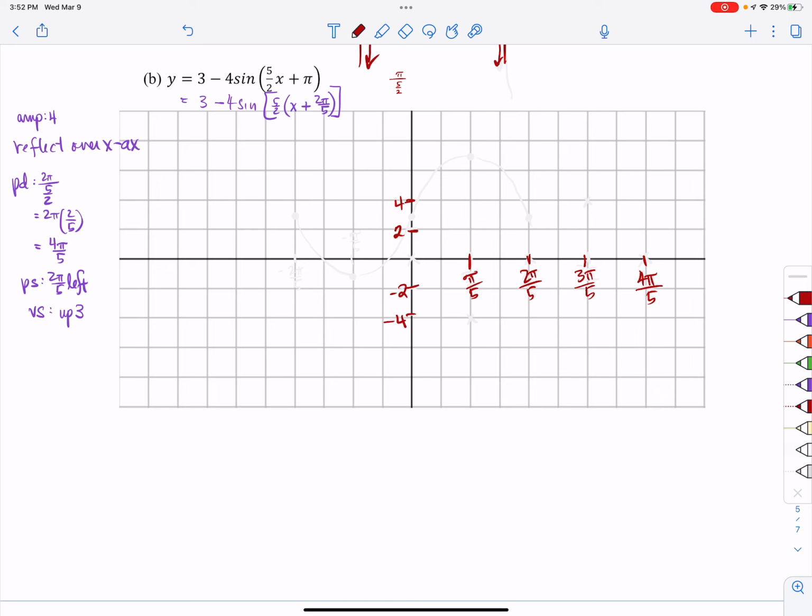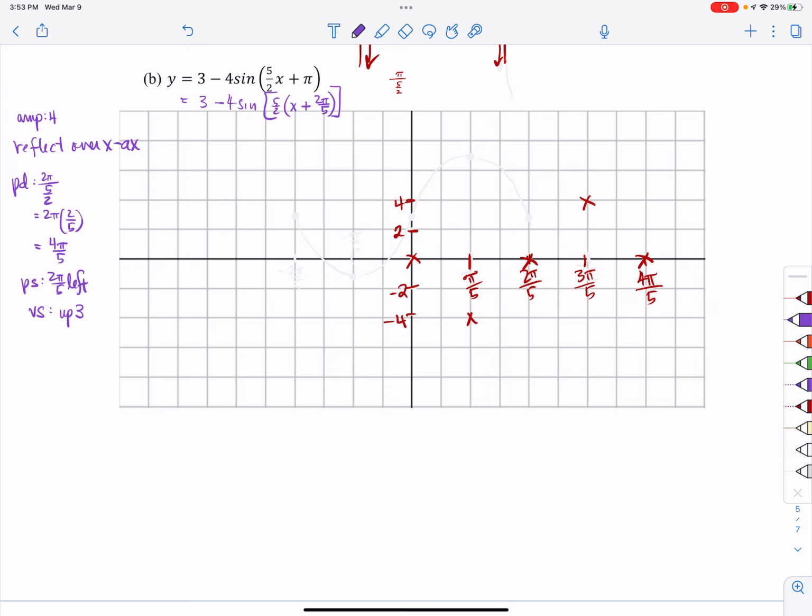This is a sine graph. So my sine graph begins at the origin, and it has x-intercepts on the beginning, the middle, and the ending. Normally I have a maximum at the first quarter, but because I'm reflecting over the x-axis, it's going to go down instead of going up. So I'm going to have a minimum first and a maximum second. So these are my 5 major values.